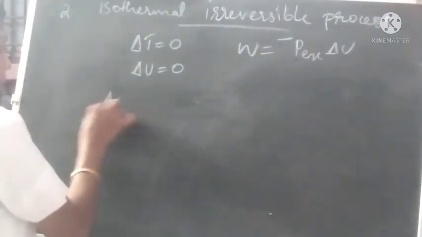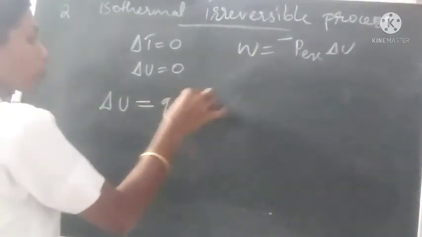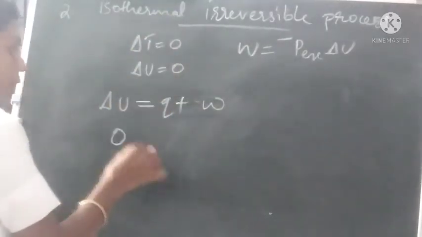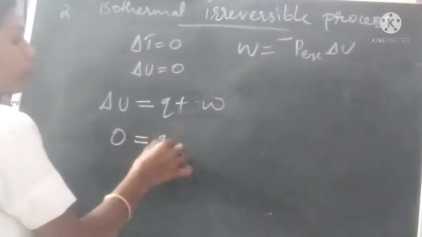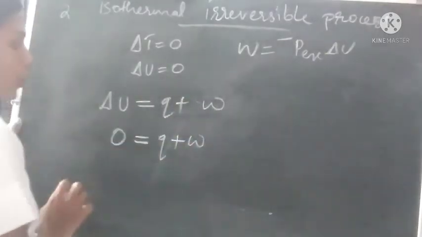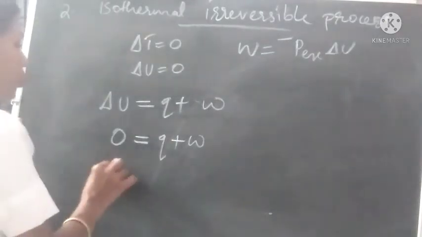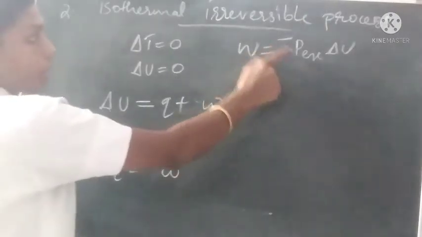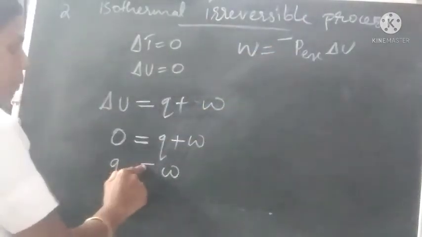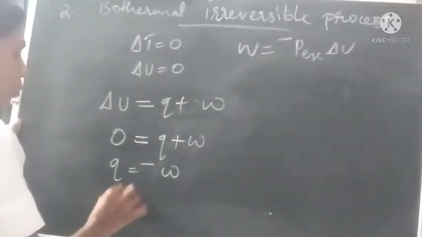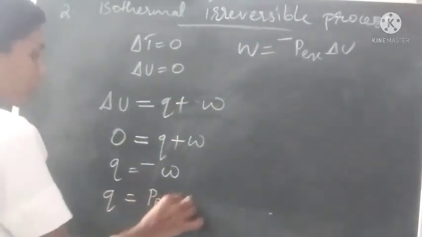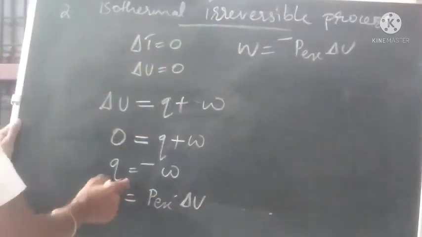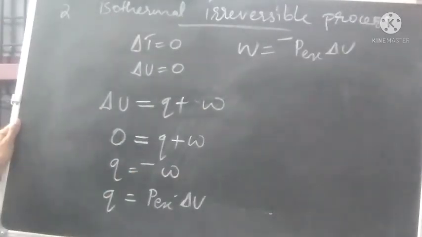So by the first law of thermodynamics, we can write delta U is equal to Q plus W. And here delta U is 0 for an isothermal process. So we can write 0 is equal to Q plus W. Now Q will be equal to minus W. And what is the value of W here? Minus Pex into delta V. So this minus into this minus will become positive. So Q will be equal to Pex into delta V. Okay. So for an isothermal irreversible process, the heat transfer will be equal to minus the work done.